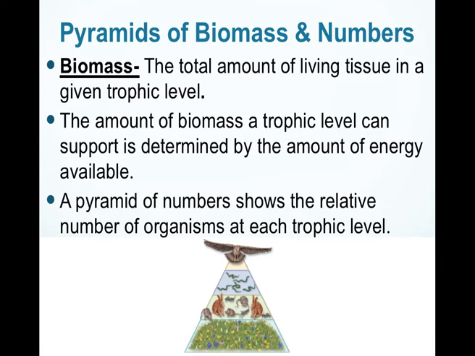We have pyramids of biomass and numbers. Biomass is the total amount of living things in a trophic level. So the higher up you go, the less biomass there is, the less numbers there are. A numbers pyramid is going to show the relative amount of organisms at each trophic level.